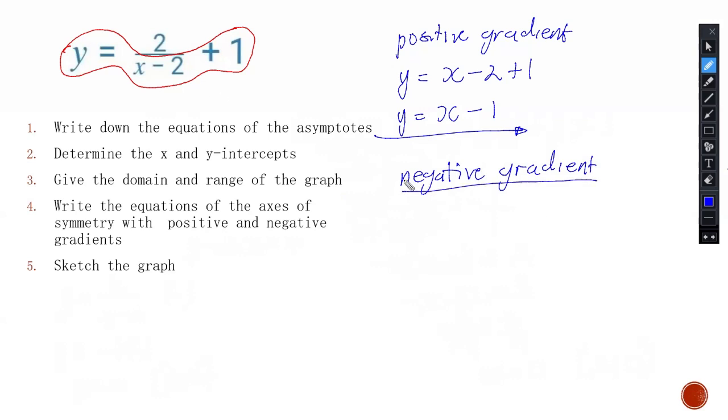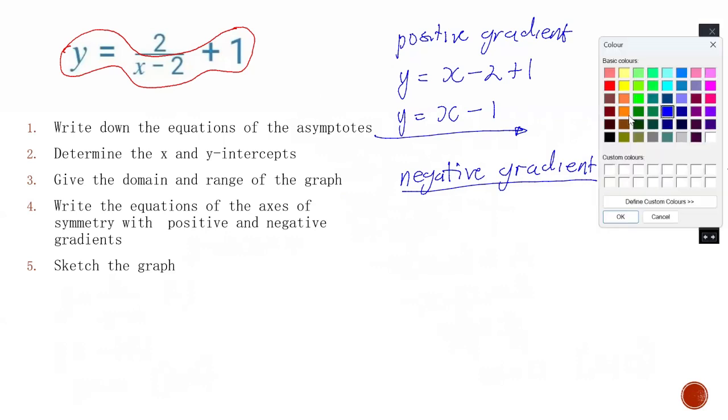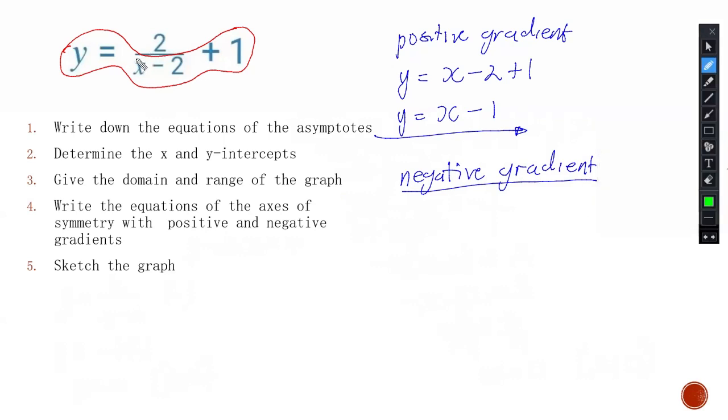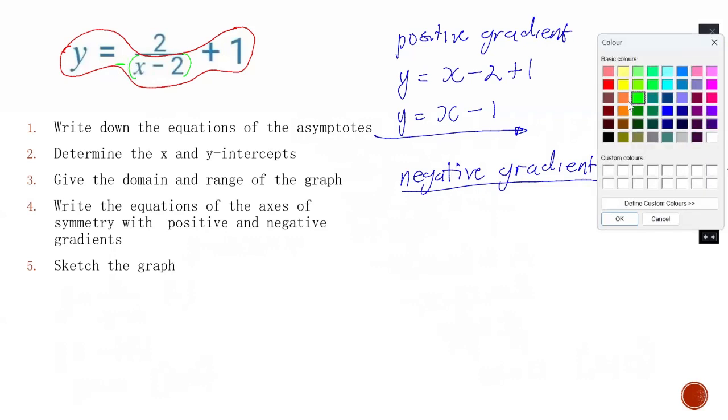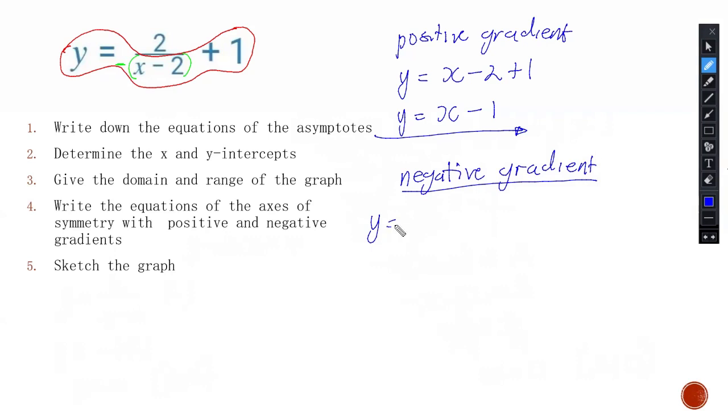Right. So with the negative gradient, what you need to do is you come here, put this expression only, the one that is on the denominator. Understand that. The one that is on the denominator only, you put it inside the bracket and then you have a negative right there. So this is going to be y is equal to negative, in bracket, x minus 2, and then bracket plus 1. Then when you multiply inside, this is going to be negative x, and then a negative and negative, that's positive 2, and then plus 1. So this is y is equal to negative x plus 3.